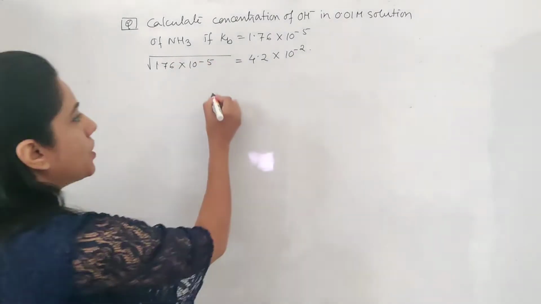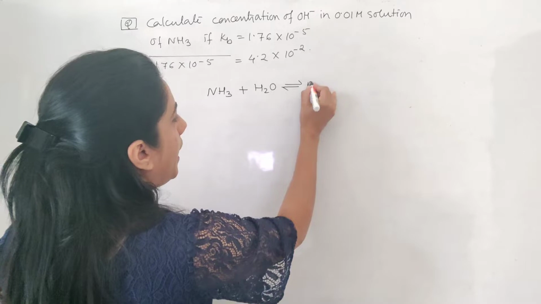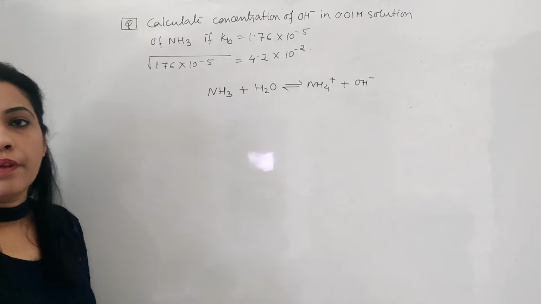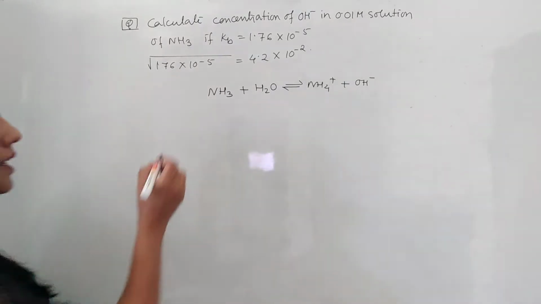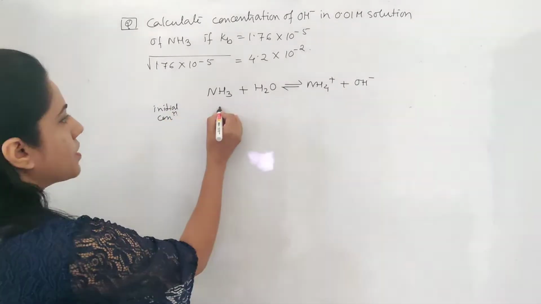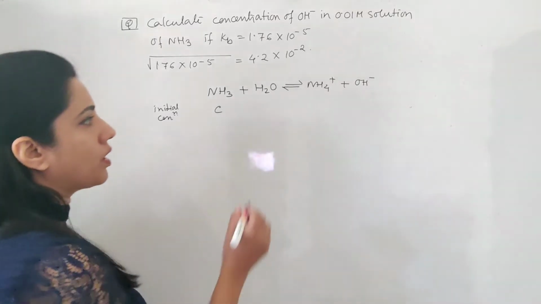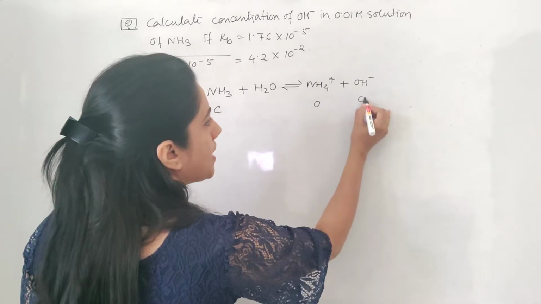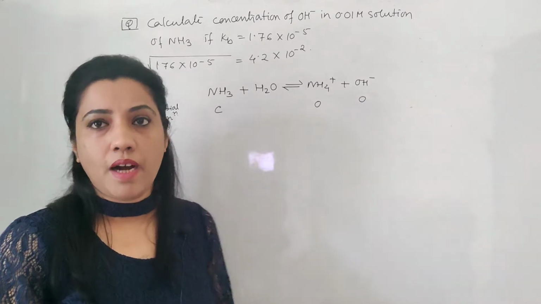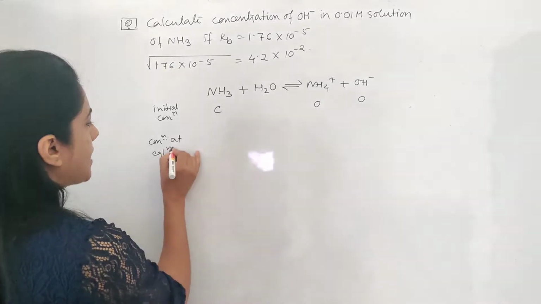Let us solve this. NH3 dissociates in water to give you NH4 plus and OH minus. So this is the equation for dissociation of NH3. We are considering initial concentration of NH3 as C. Water we will not take because we know that water is constant, so we neglect water. Initial concentration of NH4 plus and OH minus is 0. We consider the degree of dissociation of ammonia is alpha. So concentration at equilibrium.